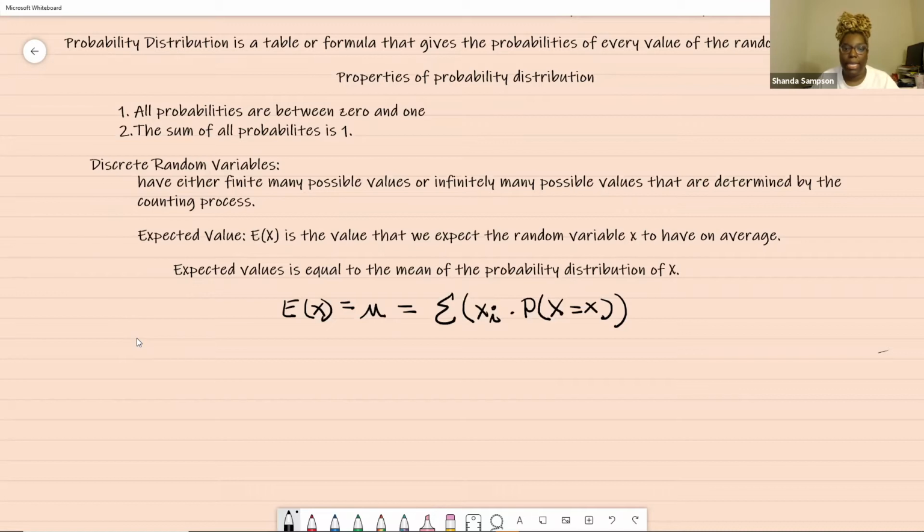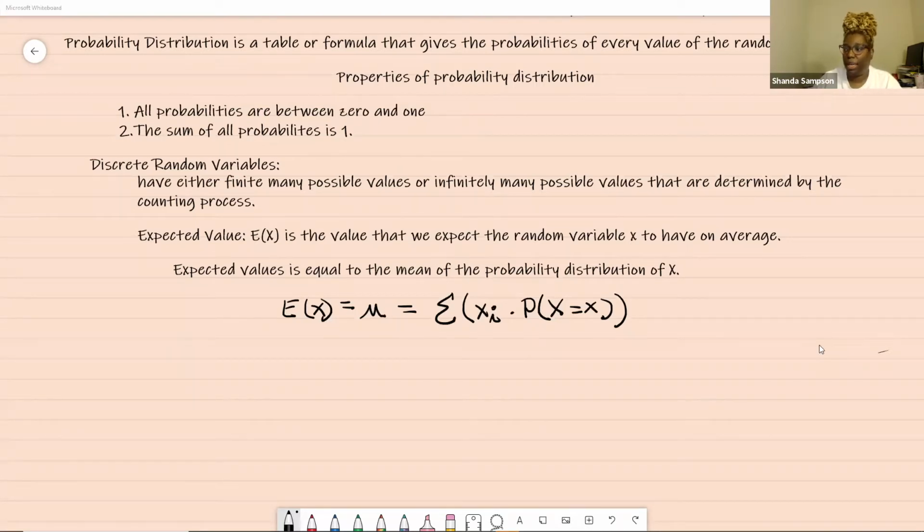So we'll take a look at a couple of examples on how we get it and how we use it. But what does this say? This says that our expected value is equal to the sum of our x sub i's times our probabilities. That's all it's saying. You get your x sub i's times your probabilities, add up all of those, and you'll get your mu.